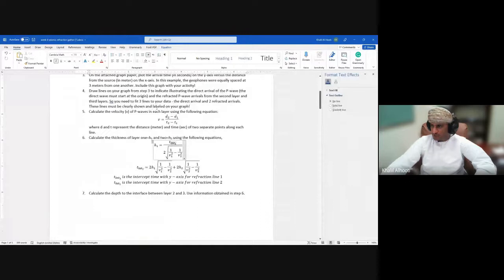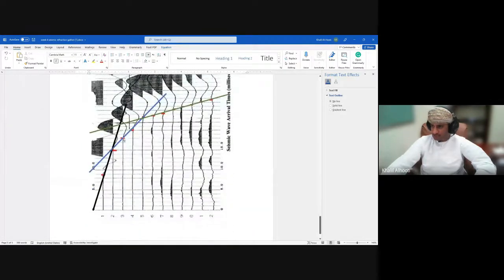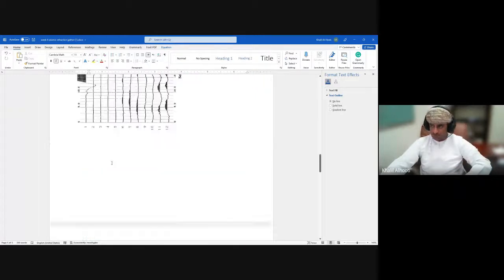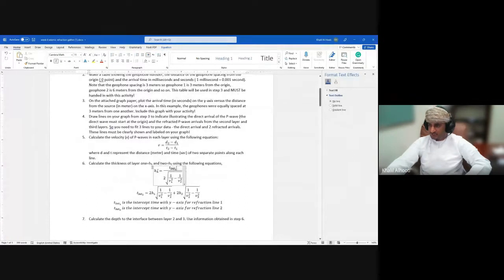And the velocity you already obtained from part 5, you plug them in here, V1, V2. V1 is obtained from the direct wave. V2 is obtained from the blue line, refraction 1. This is refraction 1, this is refraction 2. Refraction 2 gives you the velocity of the third layer, refraction 1 gives the velocity of the second layer, and the direct gives the velocity of the first layer. So that's how you get the thickness of the first layer.